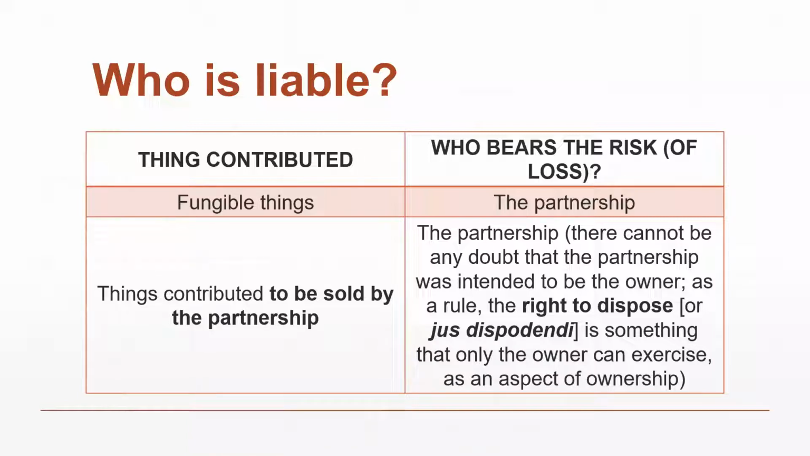So yung transmittal of the thing to the partnership for sale, for the partnership to sell, that is basically a transfer of ownership. Again, jus dispodendi is something that only the owner of the property can exercise. Remember the Latin phrase that you might have studied in your sales law, nemo dat quod non habet. You cannot dispose of what you cannot have. You cannot give away what you don't have, rather. So, hindi mo pwedeng ibenta yung hindi mo pagmamayari. Therefore, if it is the partnership who sells these things, then it is the partnership who owns them. And if they are lost, then it is the partnership being the owner who should bear the loss.